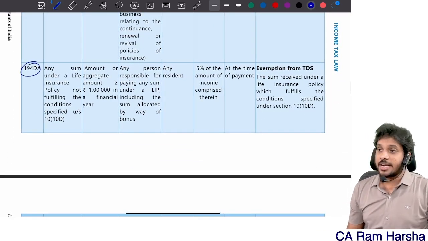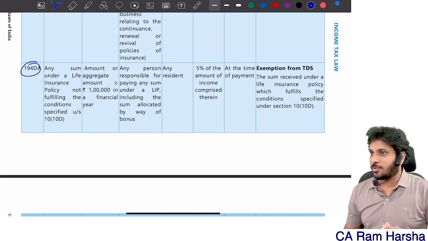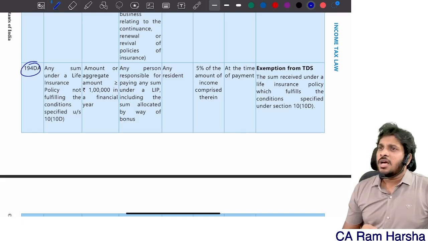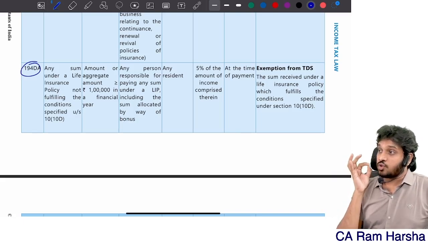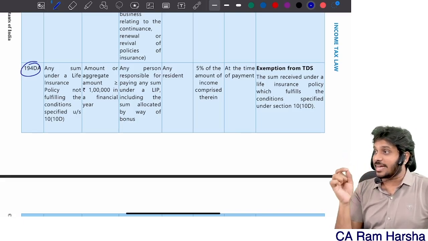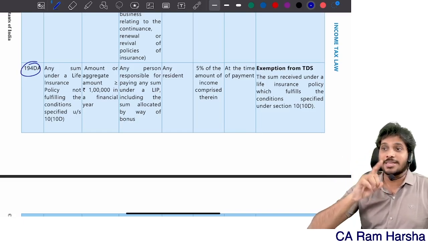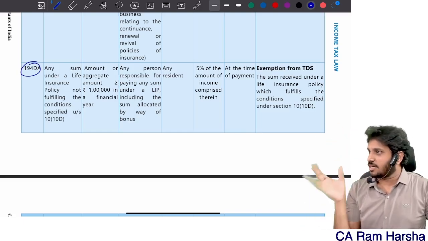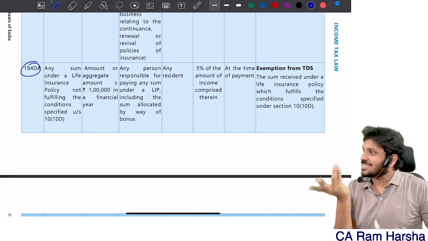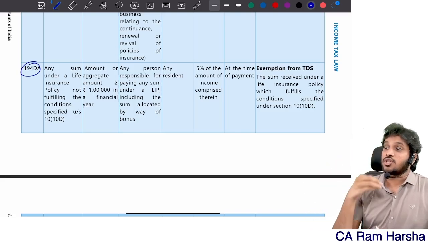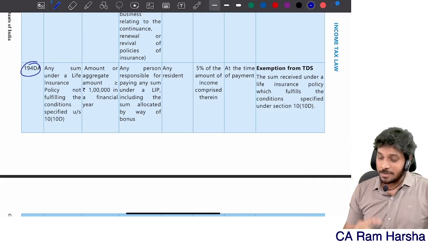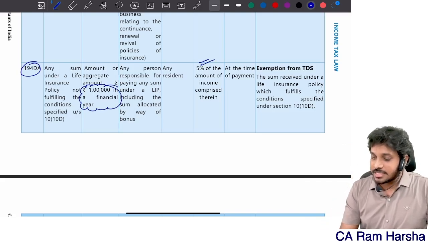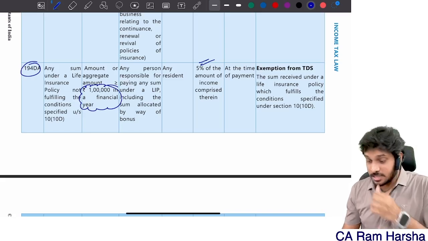194DA, this is regarding maturity amount from insurance policy. Which maturity amount? Other than those which are exempted under 10(10D). Suppose if the amount of maturity from life insurance policy is exempted for you, no TDS. Because that's an exempted income. Suppose if that income is not exempt, then TDS is applicable if the amount paid in a year exceeds 1 lakh. Rate of TDS is 5%.